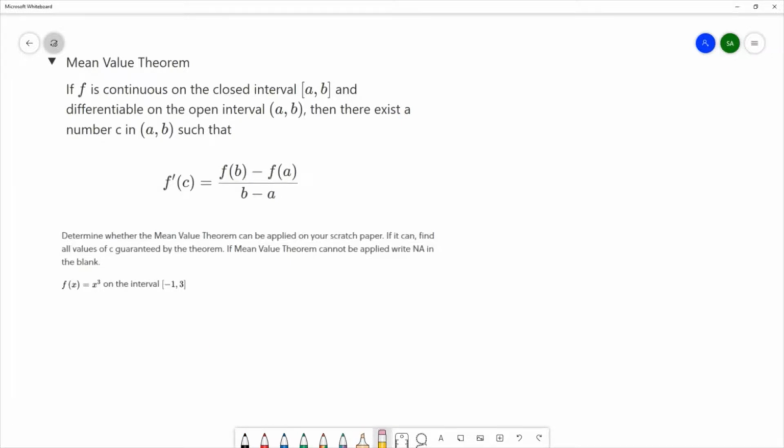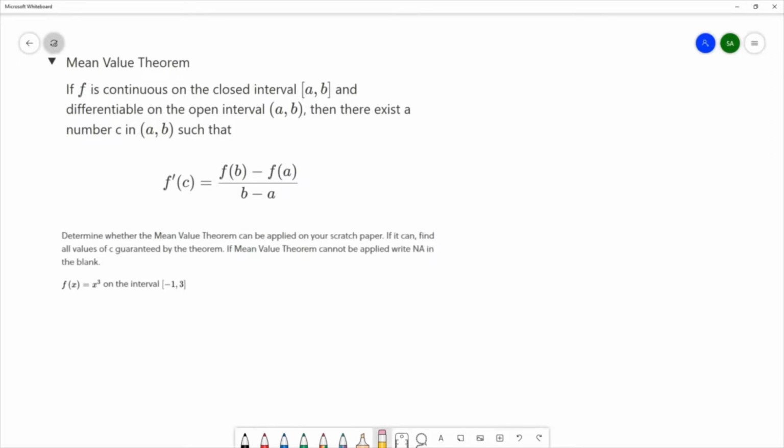On this question, we want to determine whether the mean value theorem can be applied. And if it can be applied, we want to find the value of c guaranteed by the theorem. If the mean value theorem can't be applied, then we'll write not applicable in the blank.